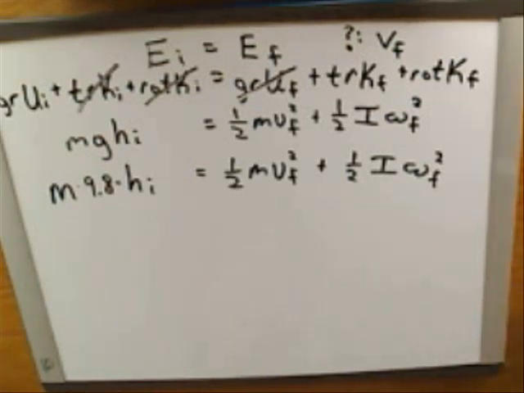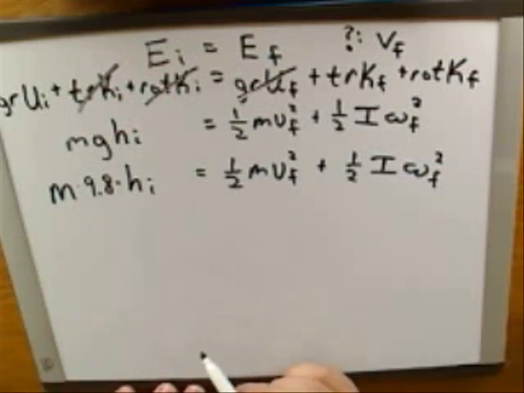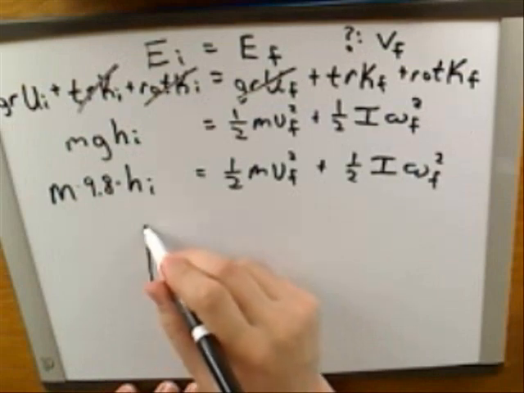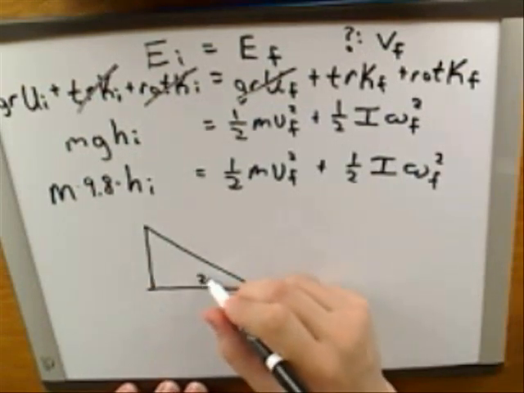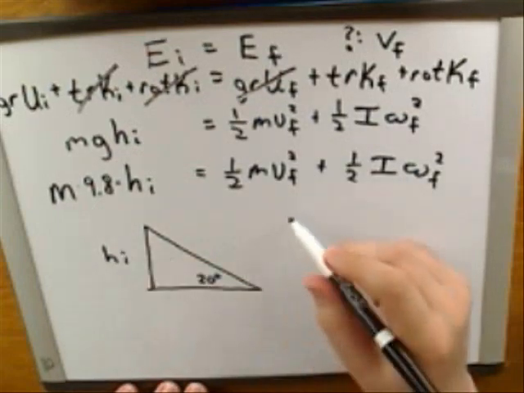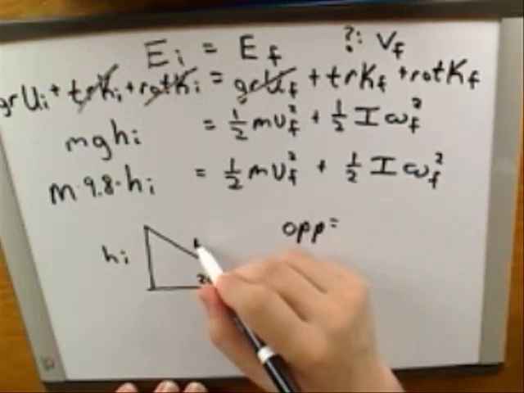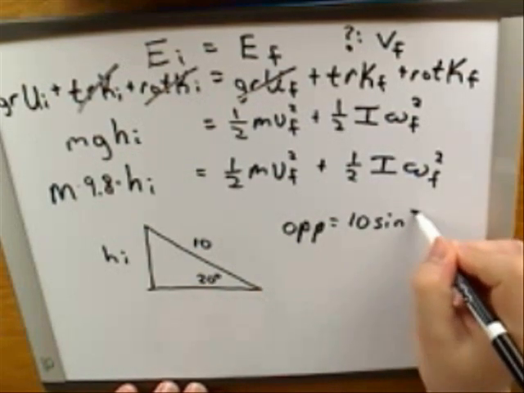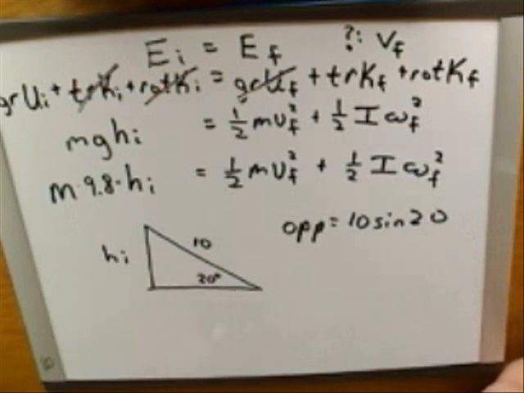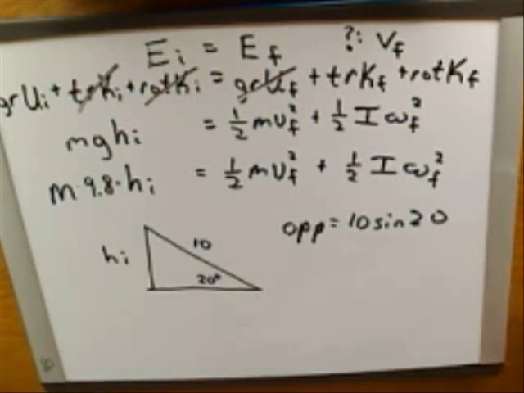Okay, so, let's see. Opposite equals sine of 20 times 10. And so we have our h equals 3.4. Good. Oh, give me a second. I forgot to have my calculator at hand. Give me 1 second to get that. Okay.